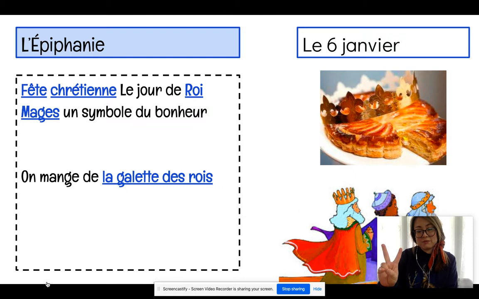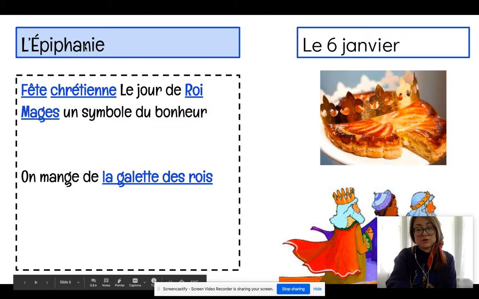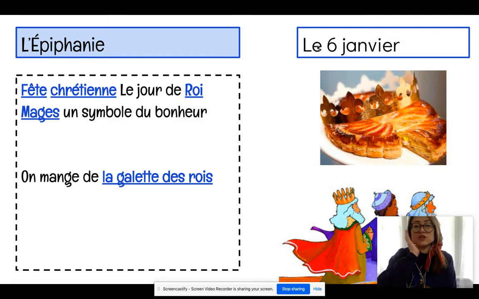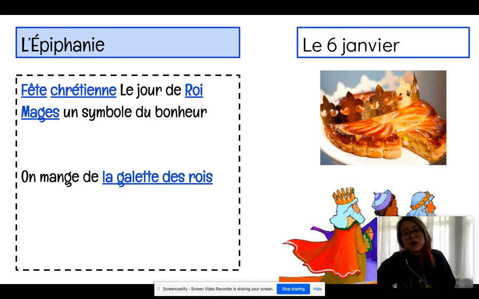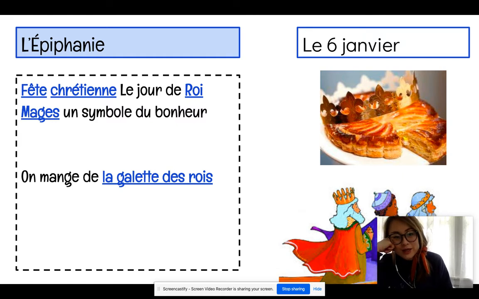Voici la deuxième fête. Alors, voici le nom de la fête, l'Épiphanie, et la date, le 6 janvier. L'Épiphanie, c'est une autre fête traditionnelle en France et c'est le 6 janvier. Et en fait, l'Épiphanie est une fête religieuse. It's a Christian holiday. Le jour du roi mage. Et ça veut dire, les rois mages, ça veut dire the three kings.